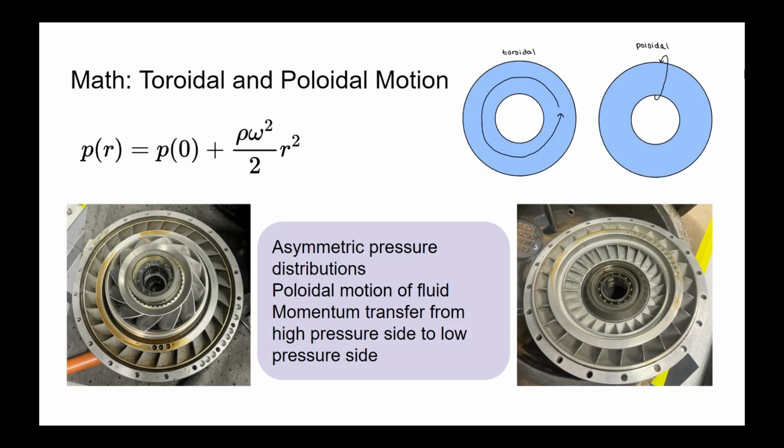However, the interesting thing about torque converters is what happens when the impeller and the turbine are not rotating at the same rate. Using the same pressure distribution idea and equation, we see that the two sides rotating at different rates would cause asymmetric pressure distributions. This causes poloidal motion of the fluid in addition to the toroidal motion, as momentum is transferred from the high pressure side to the low pressure side, and fluid moves from the outside of the faster half around and through the inside of the slower half back to the faster half.